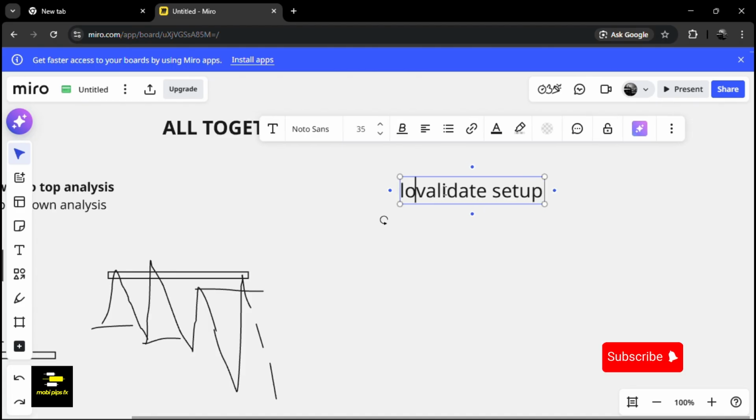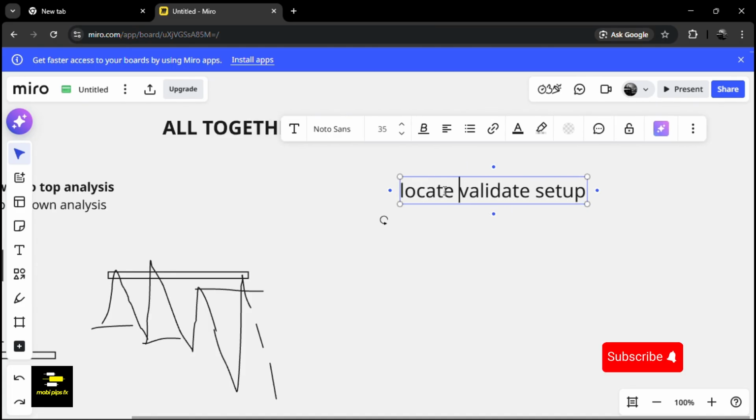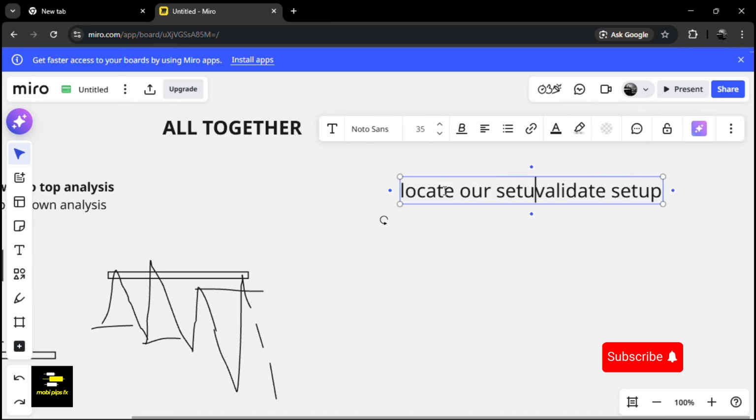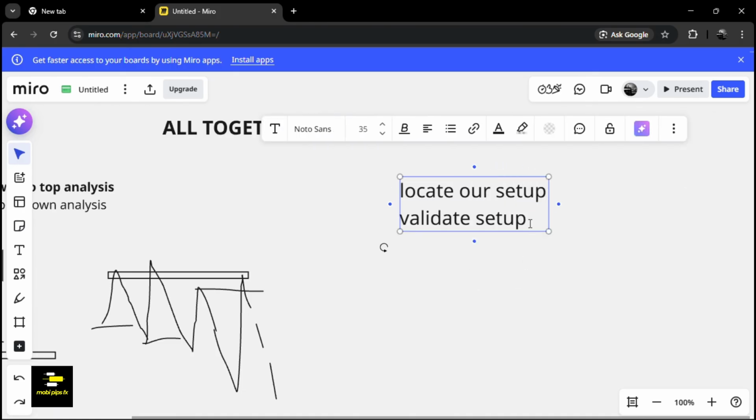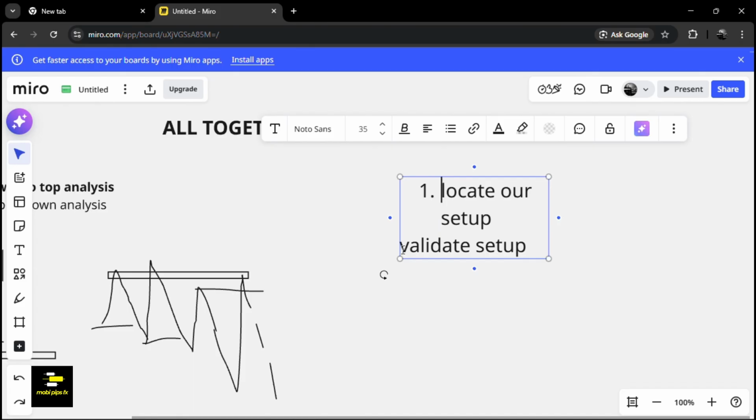We locate our setup. That is number one. Locate your setup. Then this is number two: we validate the setup. Validate the setup. Then number three, we look for where price is coming from.